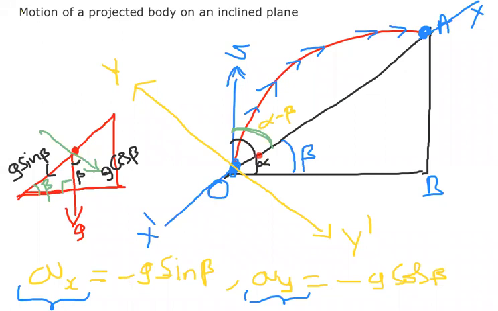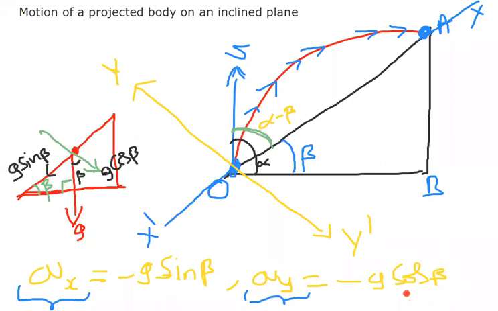Observe, along the x-axis g sin beta is showing down the plane. Down the plane means negative x-axis. g cos beta is along the y-axis, but showing down, towards the negative y-axis. So I can write minus g cos beta. Here minus g sin beta, here minus g cos beta. I hope you are clear with this ax and ay.